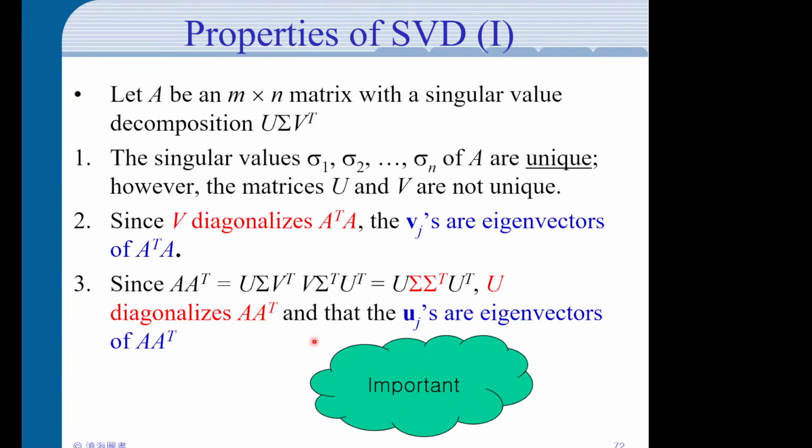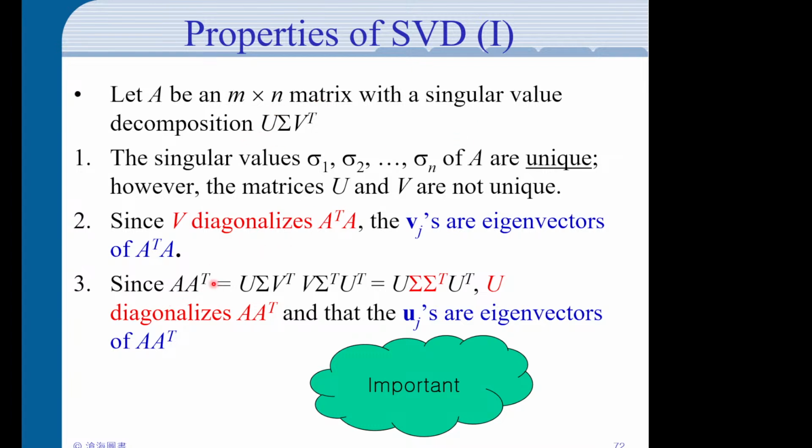V is what diagonalizes A^T A, and U is what diagonalizes A A^T. So V diagonalizes A^T A, and the V's are the eigenvectors of A^T A. This is an interesting calculation. We can also do a standard derivation of why V diagonalizes A^T A. Assume A already has this form.